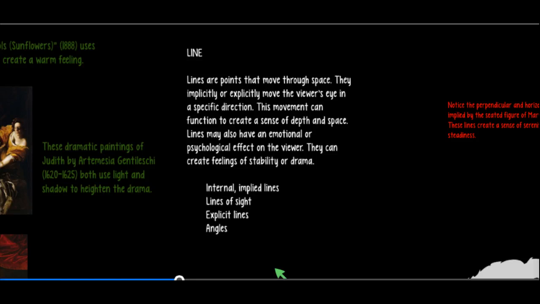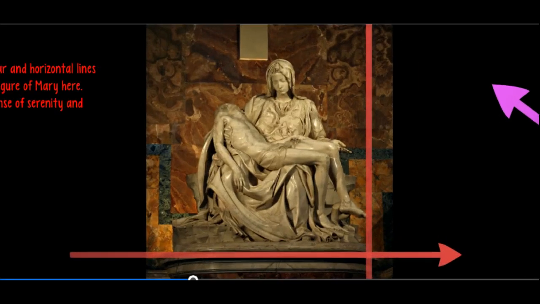A few types of lines that we're going to look at today are internal implied lines, lines of sight, explicit lines, and angles. This is the Pietas by Michelangelo. Look at the stability of the lines implied by these figures. The sitting, the horizontal Christ in the stable sitting arms of his mother Mary.